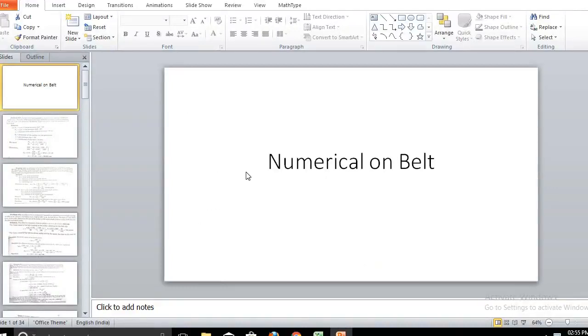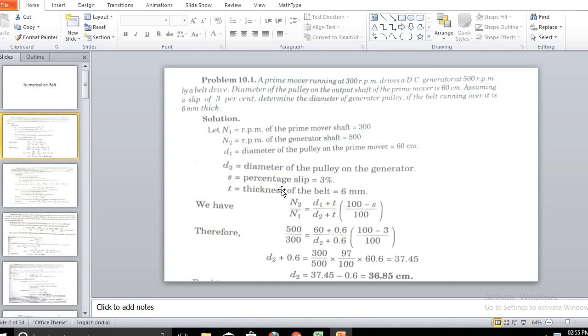So let's go through some numericals on this flat belt drive. First we start with this numerical. These numericals are taken from different books. In some books the units are considered in terms of centimeter, and in some books they are considered in terms of meter.